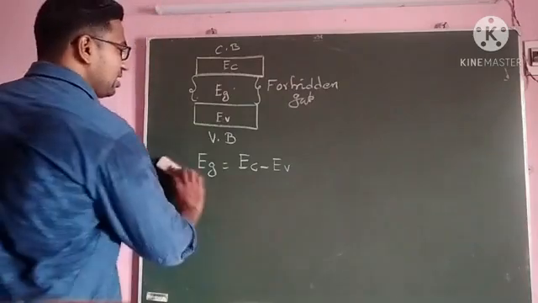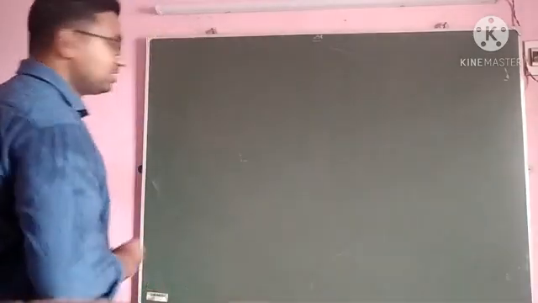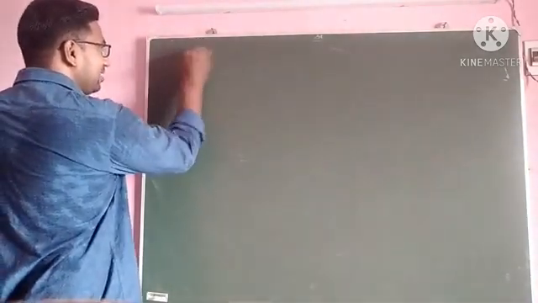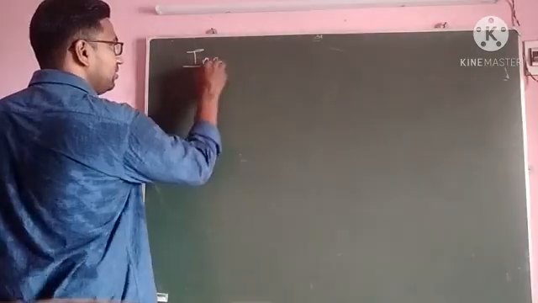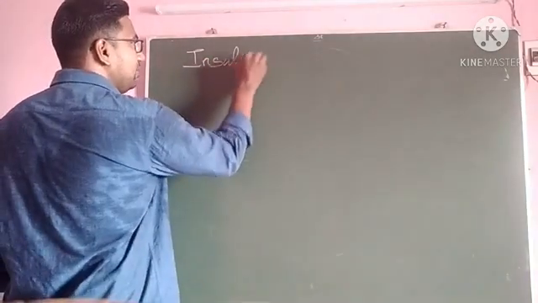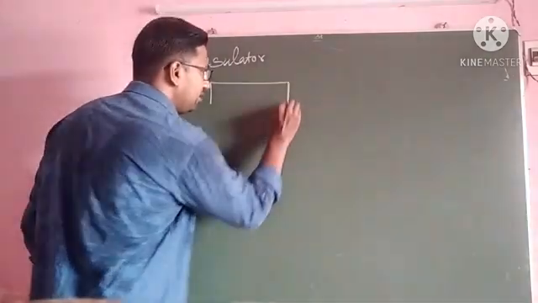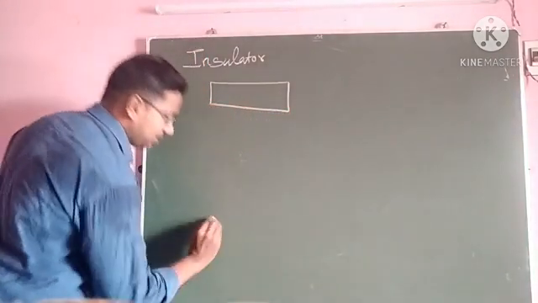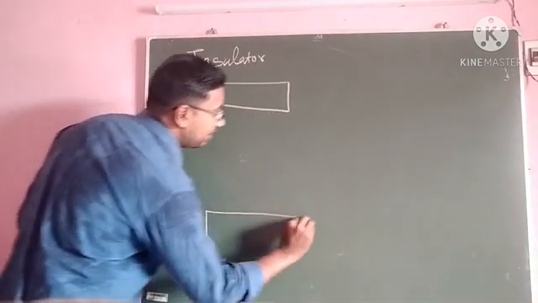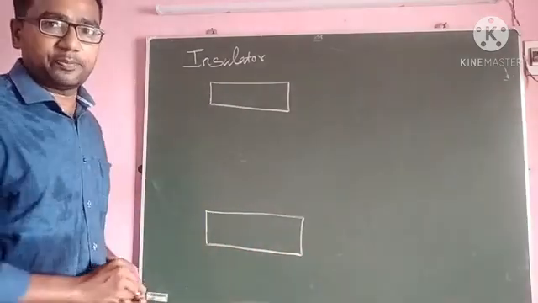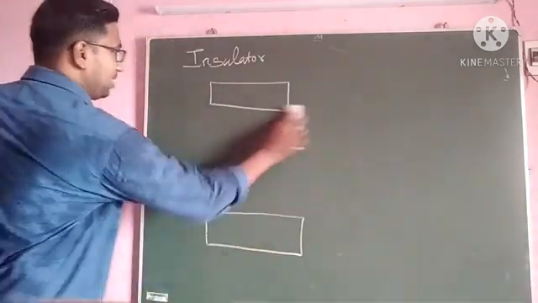One is the insulator. Easily defined, sir. In an insulator, the conduction band and the valency band are separated by a gap. That is called the forbidden gap.